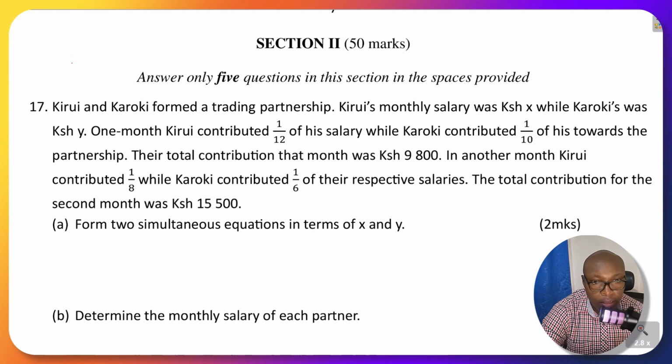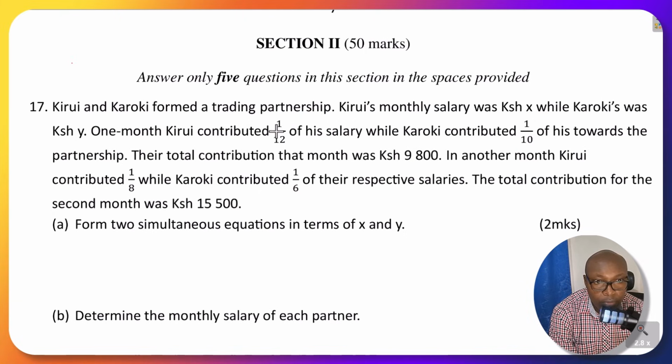In another month, Kirui contributed an 8th, while Karoki contributed a 6th of their respective salaries. The total contribution for the second month was 15,500. Part A of the question, form 2 simultaneous equations in terms of X and Y. So let's go to the first statement. Kirui's monthly salary is X shillings.